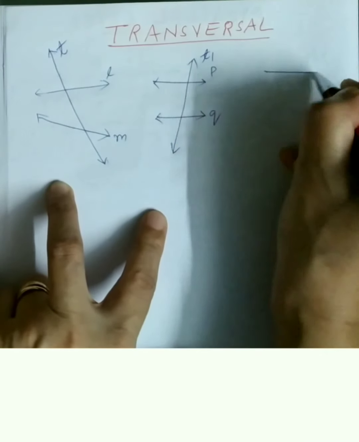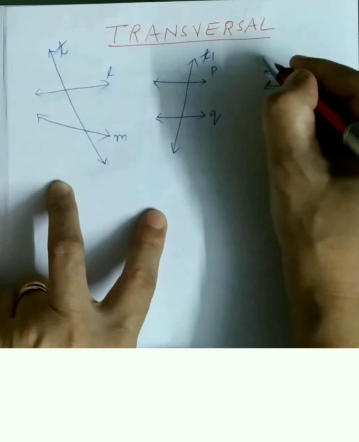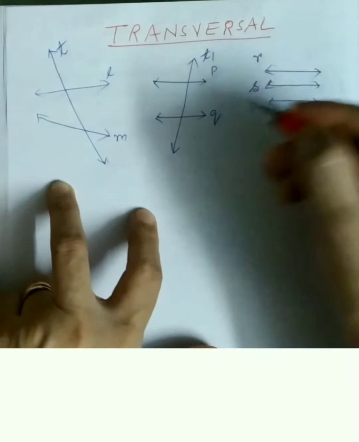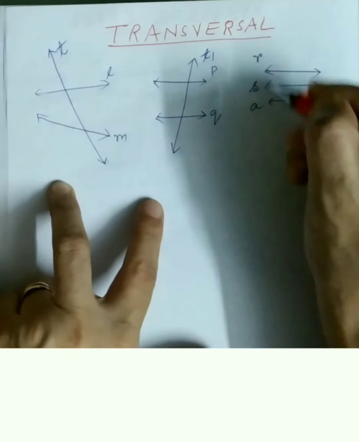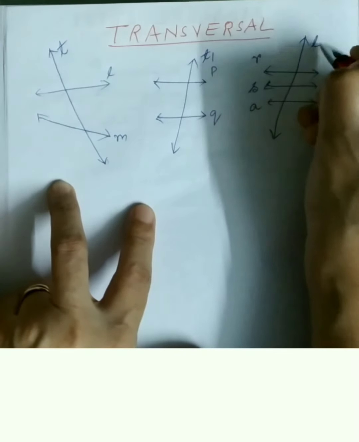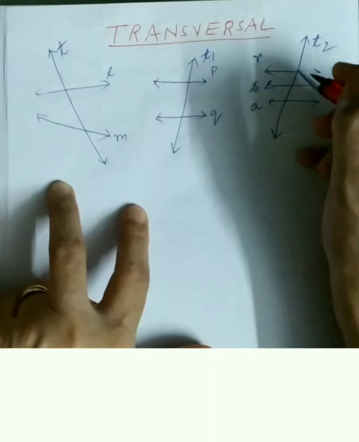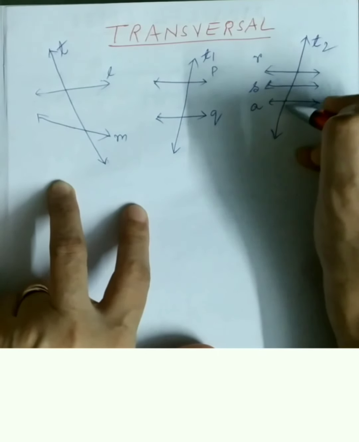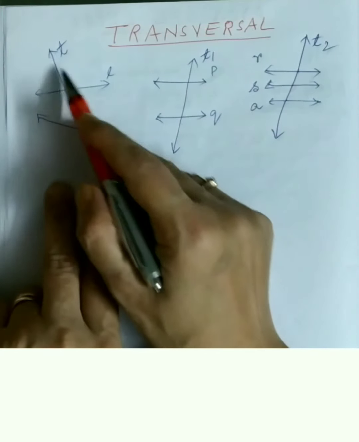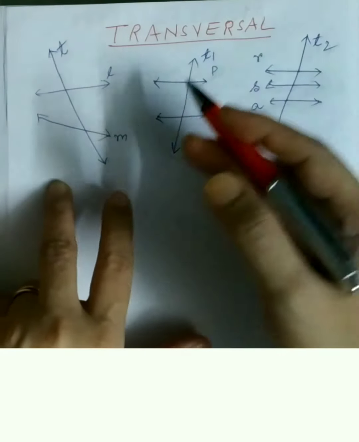Okay, so suppose I'm taking three lines. Suppose this is R, S, A, because T I have already taken here. Suppose these are the three lines R, S, A, and now I'm drawing this one. This one is our T2. This one is also a transversal because it is cutting these three lines, meeting them in three distinct points. So this is called a transversal. Got it? A transversal is the line which meets, or you may say which cuts, two or more straight lines in a plane at different points.